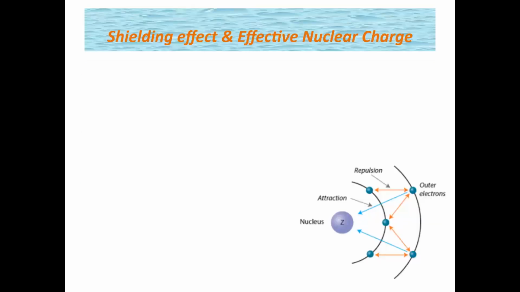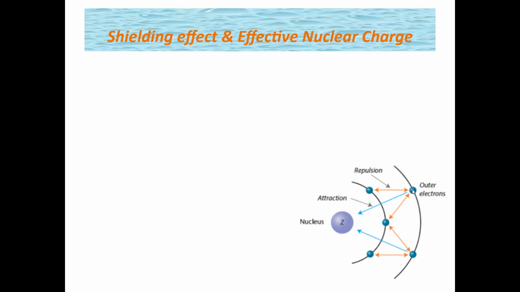What is shielding effect? Okay, shielding effect and effective nuclear charge. First, shielding effect. Shielding is a protective layer, a shield. Am I right? So what is the shielding effect? See, this is according to Bohr's atomic theory. An atom consists of a nucleus at the center, having protons and neutrons with a positive charge. Negatively charged electrons revolve around the nucleus. Am I right?